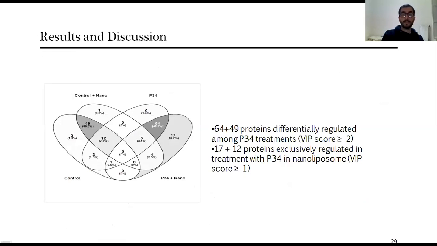All the upregulated proteins were used to create this Venn diagram, where it was possible to observe 64 proteins upregulated in the treated samples, and 49 proteins downregulated in the treated samples, because they were detected upregulated in the control treatment.